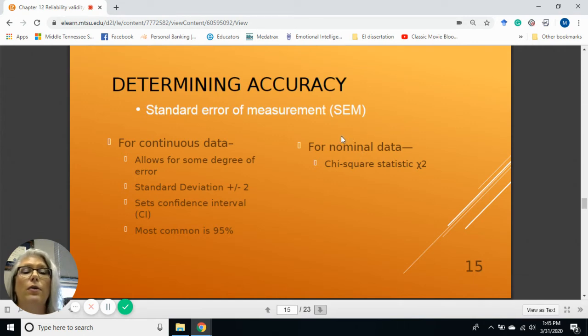And then that's for continuous data, and we'll talk a bit about the different types of data in the next chapter. And that's where our continuous type data, ratio and interval data, we'll talk about what that is. And then for our nominal data, we use our chi-square statistic, and that just looks at a relationship a little differently because the data is not ratio or continuous data.